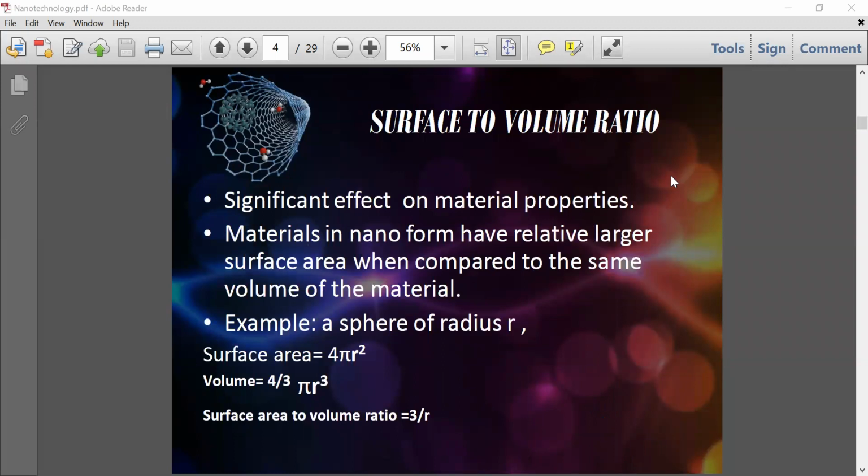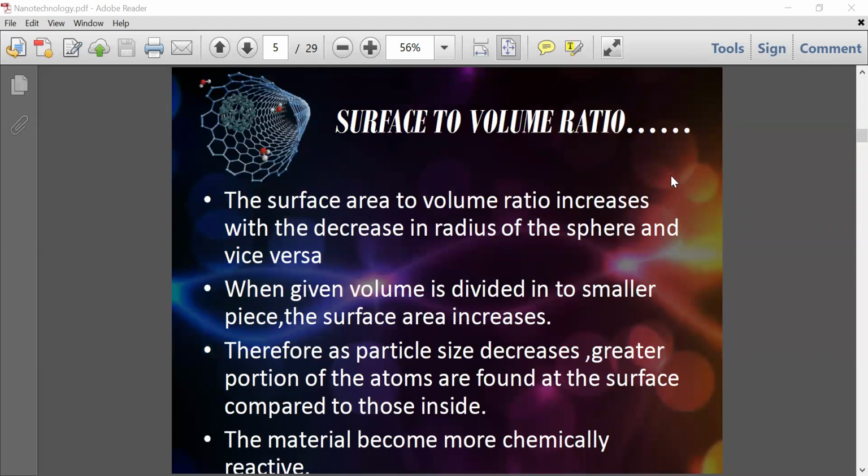Surface to volume ratio. Materials in nanoform have relatively larger surface area when compared to the same volume of the material. For example, consider a sphere of radius r. We know that the surface area is 4 pi r square and the volume is 4 by 3 pi r cube. Surface area to volume ratio is 3 by r. That is, the surface area to volume ratio increases with the decrease in radius of the sphere and vice versa.